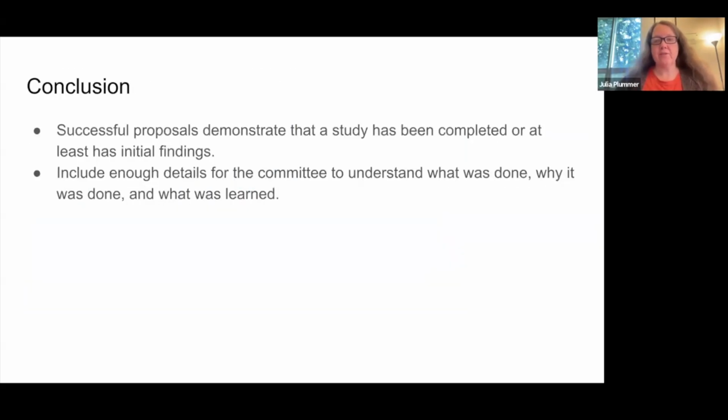So to wrap up, I'll just suggest that successful proposals demonstrate that a study has been completed or at least has initial findings. So we can see that evident in the abstract. And I would just suggest that you make sure to include enough detail for the committee to understand what was done, why was it done, and what was learned.